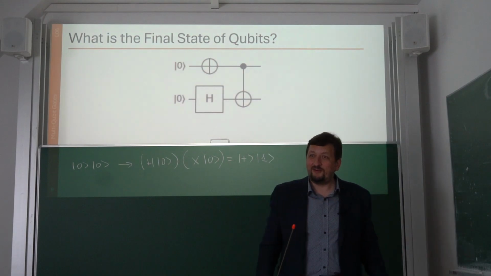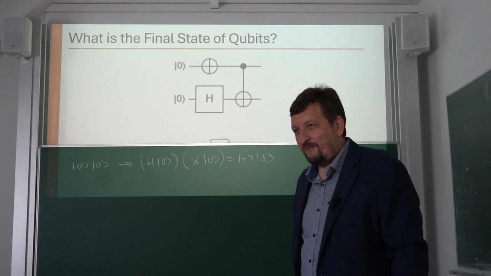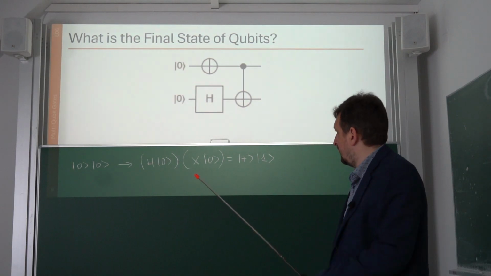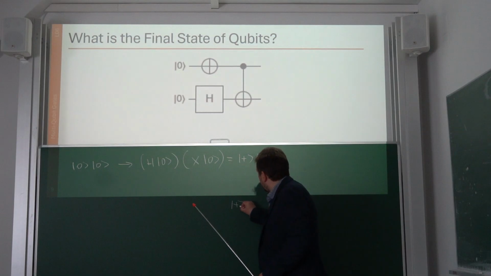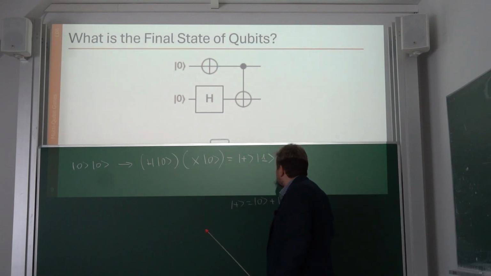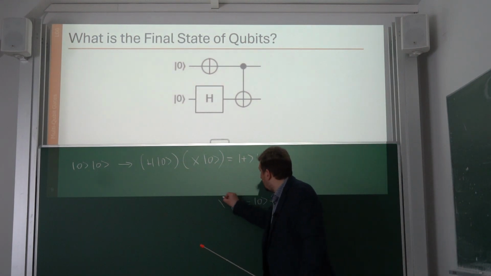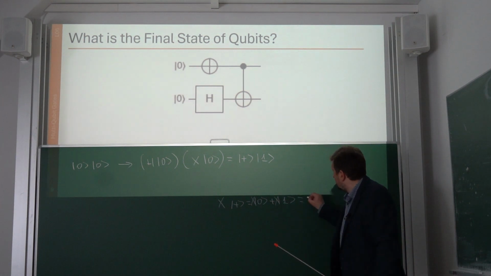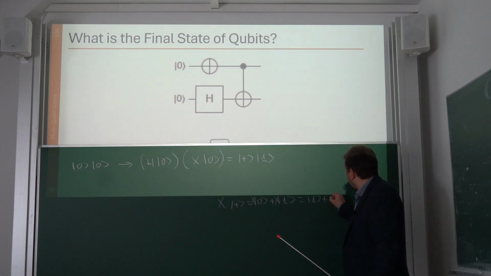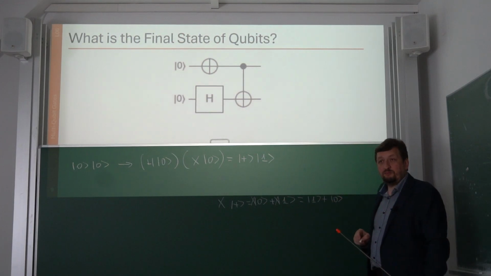Yes? Can I also imagine it in a way that I can write plus as a superposition of 0 and 1 of equal parts, so I just apply X to both? Yes, exactly. You can also think like this, and actually this is a safer way to think, because here I apply X. So this X0 is 1 plus X1, which is 0. So this is the same state as before.